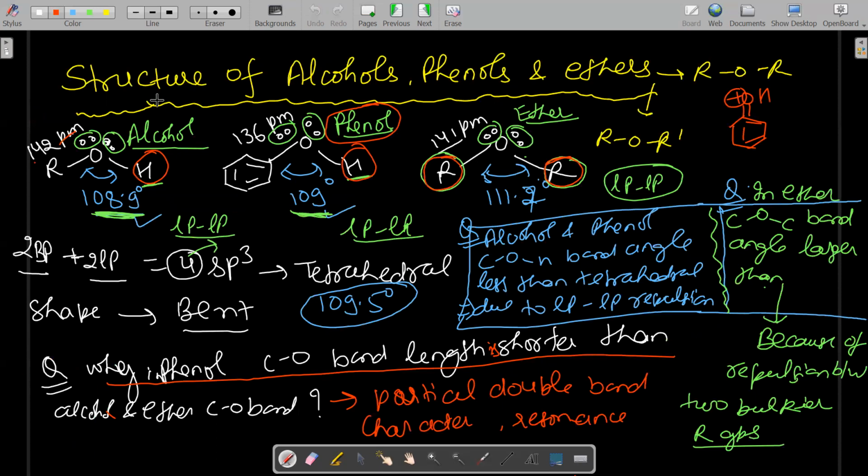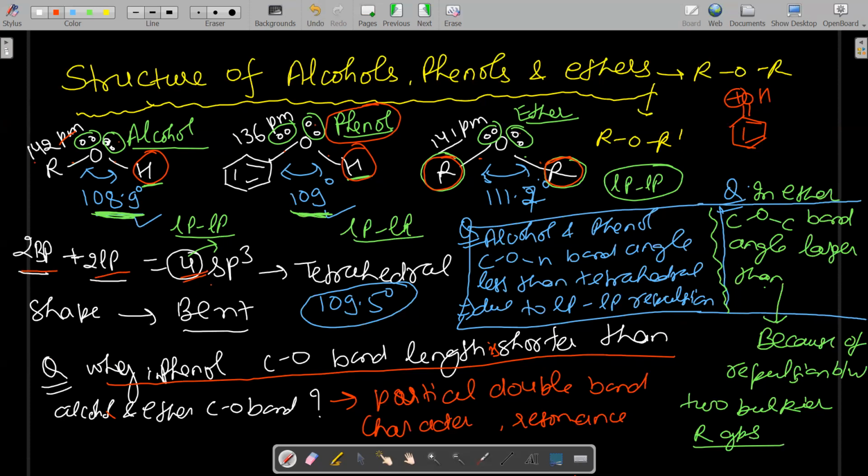Now the next topic is the structure of alcohols, phenols, and ethers. In this, you can see the structure of all three. This is alcohol, this is phenol, this is ether. In all cases, you are observing two bond pairs and two lone pairs. That means the total number of electron pairs is the same, that is 4.